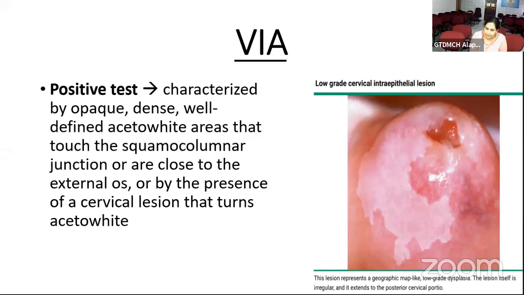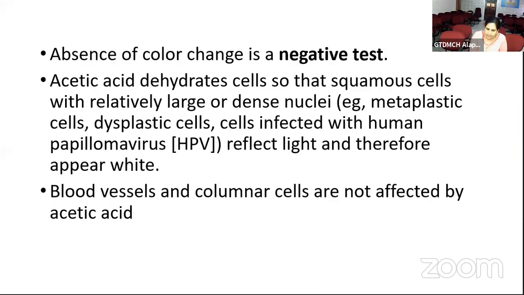You place the woman in the lithotomy position, apply acetic acid to the cervix, and wait for 1 minute. Then you look for any opaque, dense, well-defined acetowhite areas that touch the squamocolumnar junction or are close to the external os, or for a cervical lesion that turns acetowhite. So the absence of color change is a negative test. If there is no color change, it is a negative test.